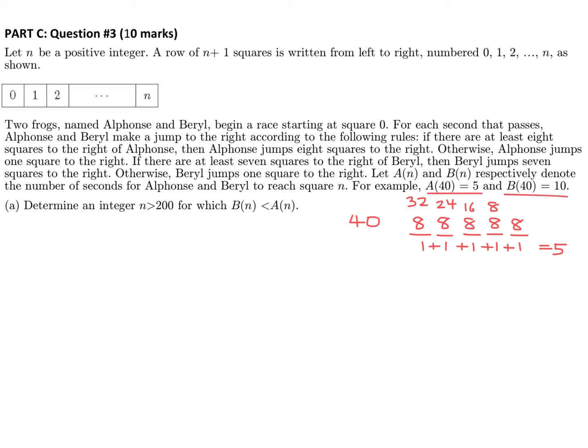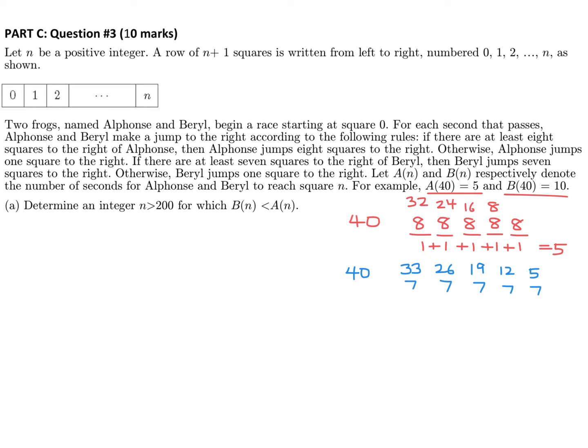Now let's talk about B40 being 10. This B refers to Beryl. Her rules are a little bit different, but similar. She starts off with 40, but she can only jump 7 squares, and only if there are at least 7 squares remaining. So she jumps 7, and now there are 33 left. She jumps another 7, 26 left. She jumps 7, 19 left. She jumps 7, 12 left. She jumps 7, and now there are 5 left. Once there are 5 left, she cannot jump 7 anymore because there are not enough squares.